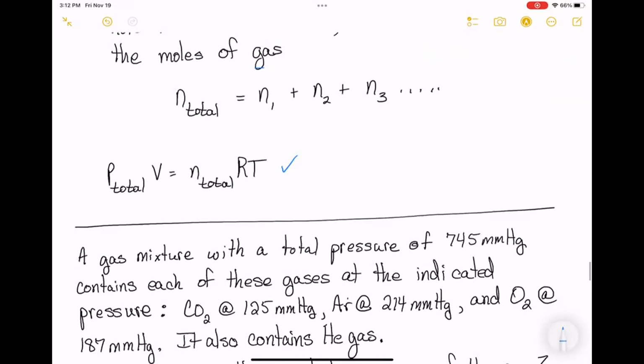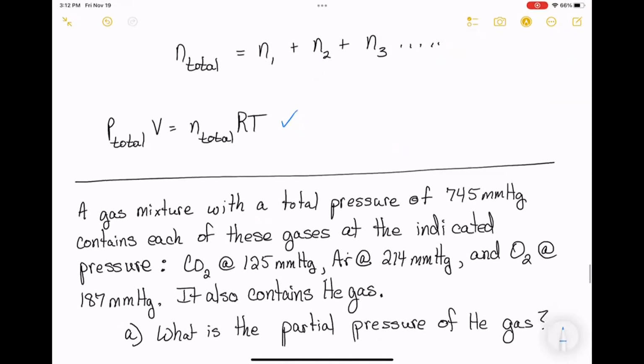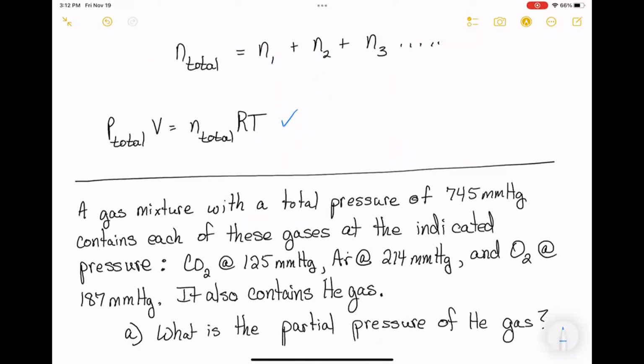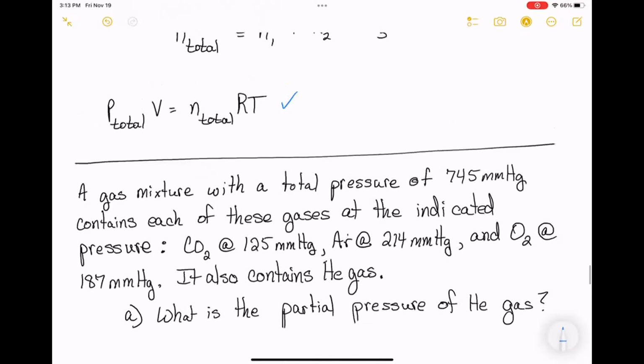So let's look at a problem. A gas mixture has a total pressure of 745 millimeters of mercury, and it contains 4 different gases. It contains carbon dioxide at 125 millimeters of mercury, argon gas at 214 millimeters of mercury, and oxygen gas at 187 millimeters of mercury. It also contains helium gas. The first question is, what is the partial pressure of the helium gas?